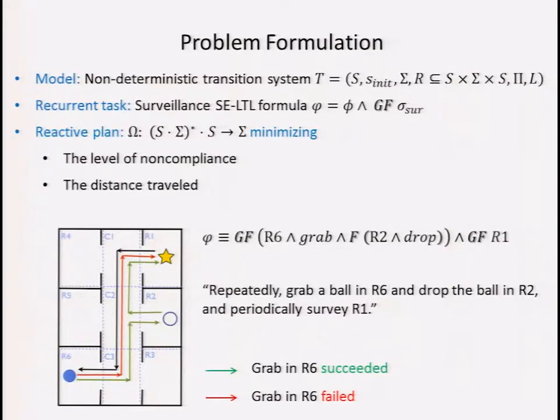So as our model, we have a non-deterministic transition system. We have some recurrent tasks specified as a formula, and our goal is to devise a reactive plan, which is a history of the states that the robot goes through, the actions it tries to do, and successes or failures of these actions. And we would like to minimize the level of non-compliance and the distance traveled by the robot.